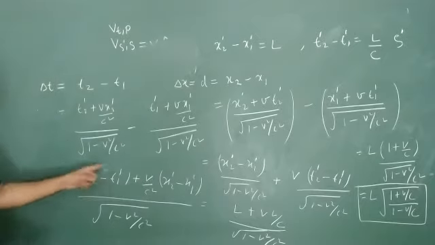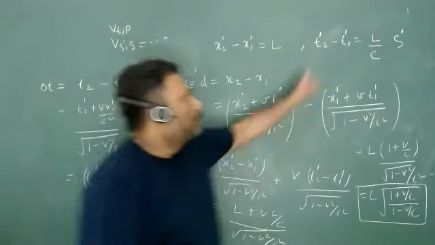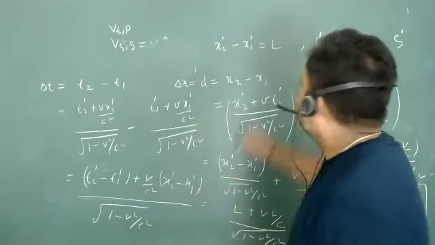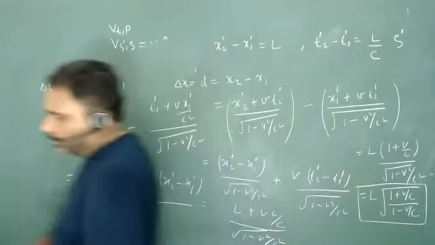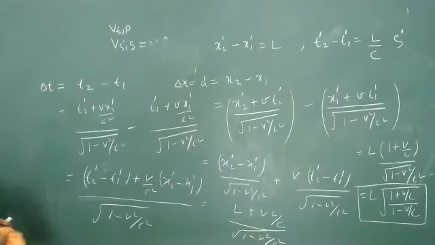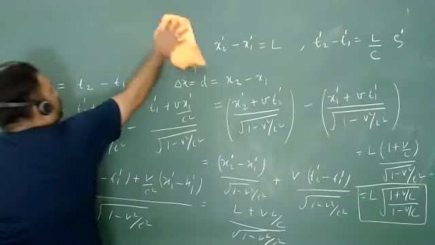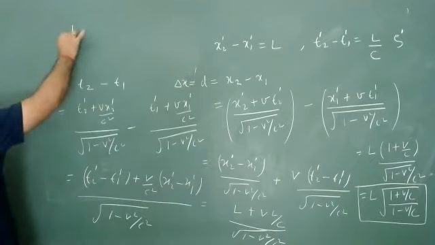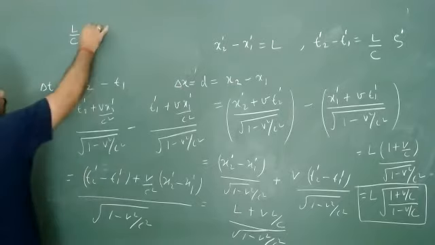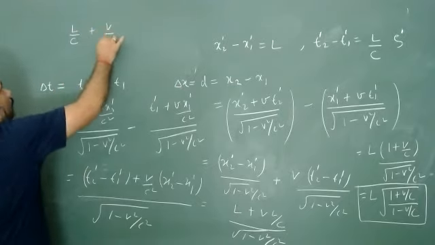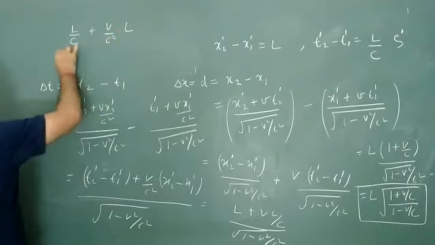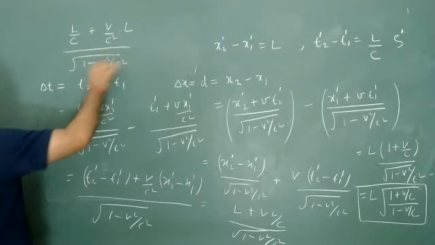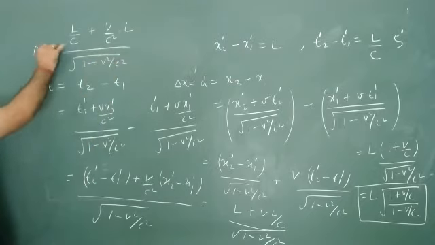Now what will be t2' minus t1'? That is nothing but L upon c. What will be x2' minus x1'? This is nothing but L. So again we can calculate it. I will take this space for calculating. So this will be L/c plus v/c² into L, and we have root under 1 minus v²/c². This will be my delta t.